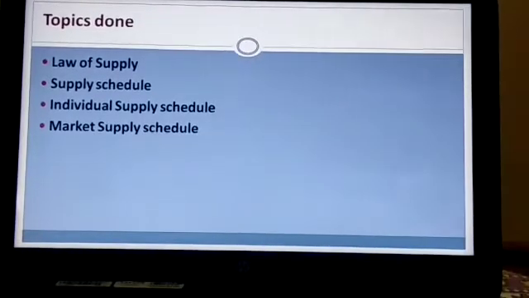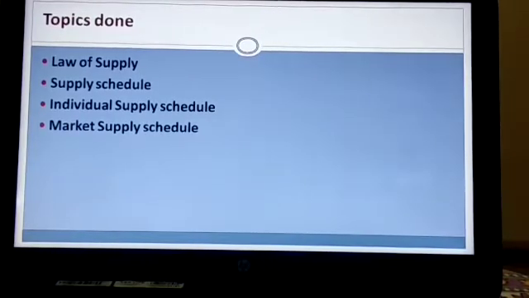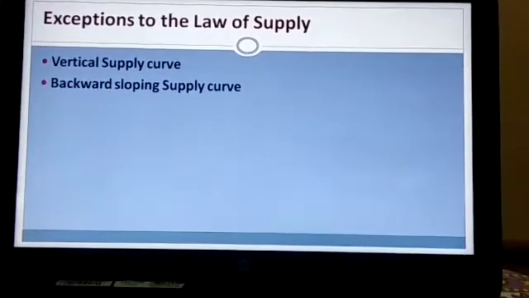Moving on to the topics done till now, we have done the law of supply, the different kinds of supply schedule, individual supply schedule and market supply schedule, and their diagram. Now on to the exceptions to the law of supply. What is meant by exceptions to the law of supply?